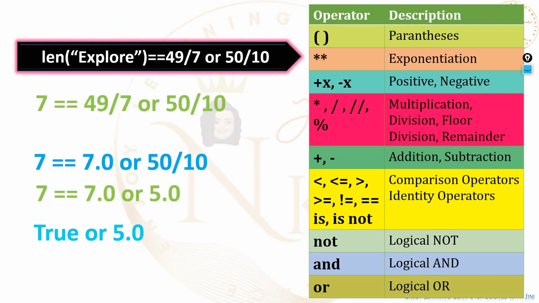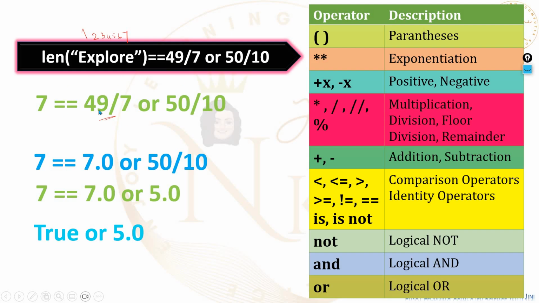Now let's evaluate on a program. You can see here, len of "explore" is equal to 49 by 7 or 50 by 10. So what is the len of "explore"? The length of the string explore is 1, 2, 3, 4, 5, 6, 7. So len of explore is 7. Next, which has to be evaluated first? The division. You can see here division has the highest precedence. So you have 2 divisions, and they have to be evaluated from left to right.